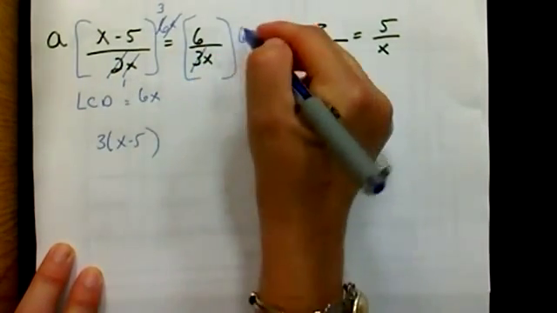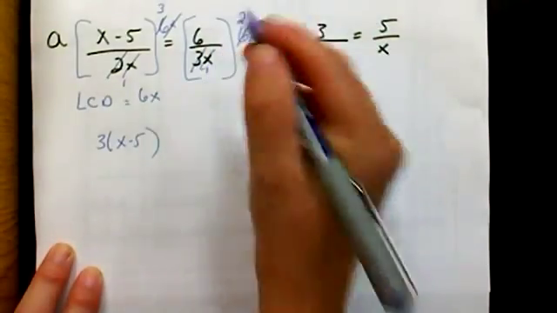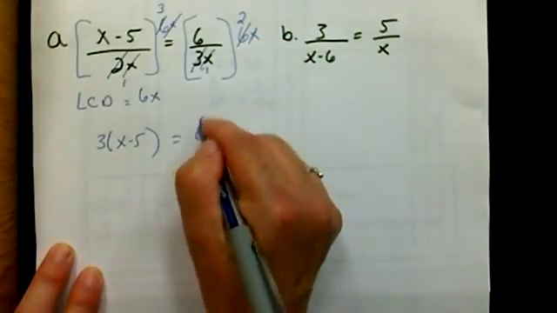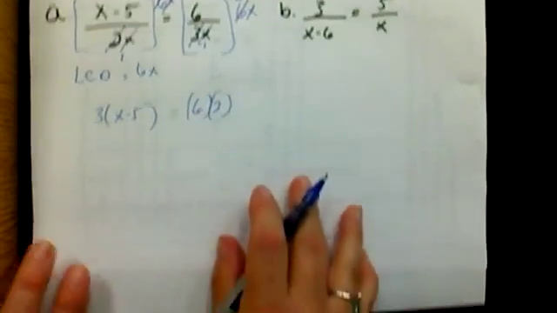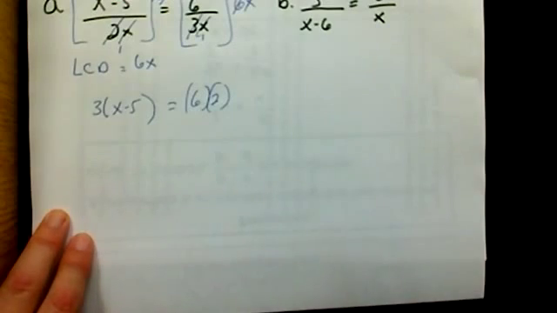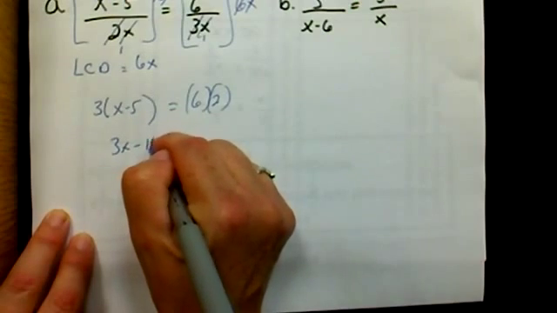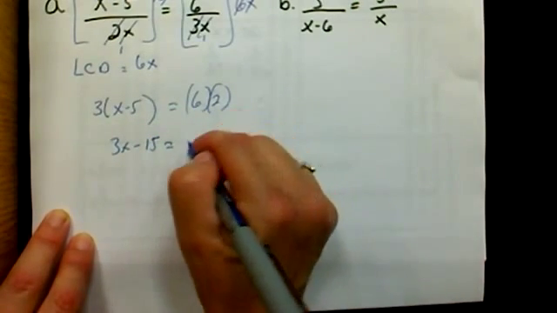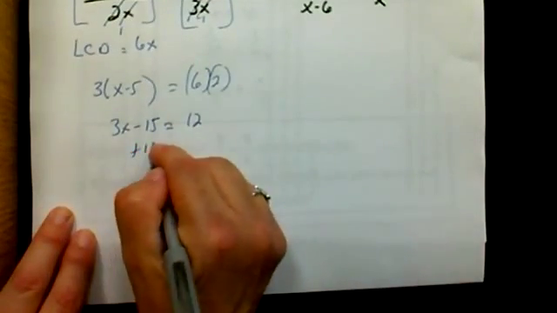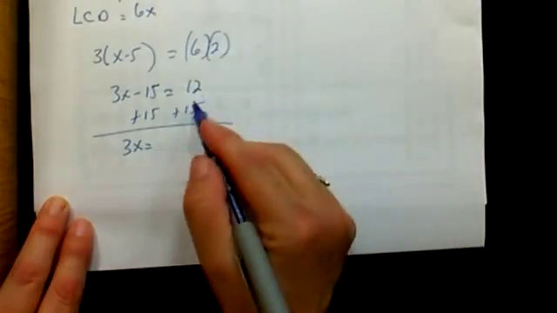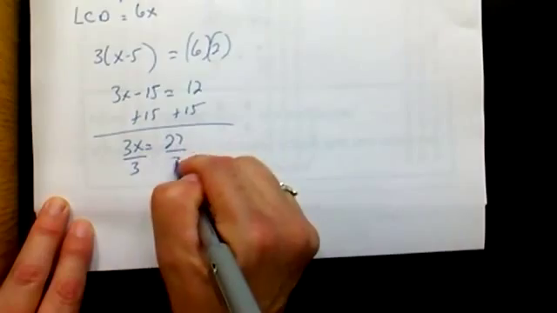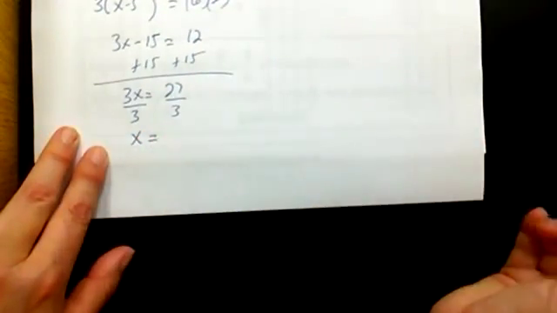Then this 3 and this 6 cancel. The x's cancel. So I'm left with 6 times 2. Now if I go through and solve for x, just like we did in basic algebra, 3 times x is 3x. 3 times negative 5 is minus 15. 6 times 2 is 12. Then I'm going to add 15 to both sides, and so I'm going to find out that 3x is equal to 27. Divide by 3, and I will find out x is equal to 9. So I get 9 for my answer.